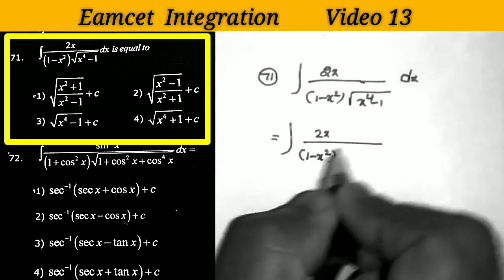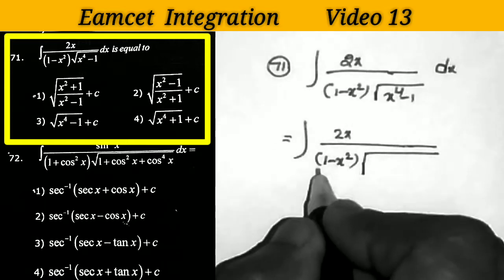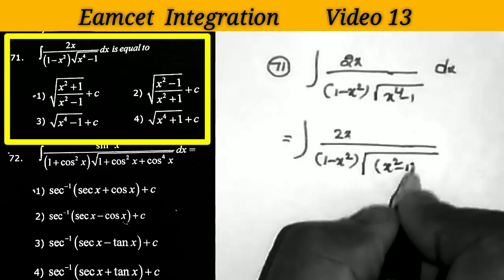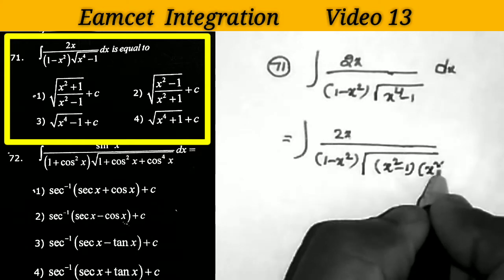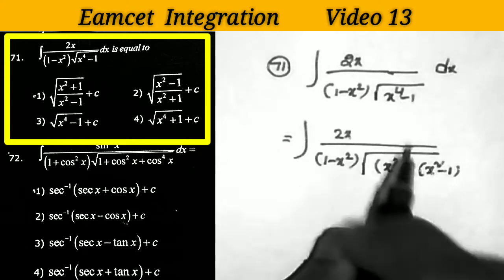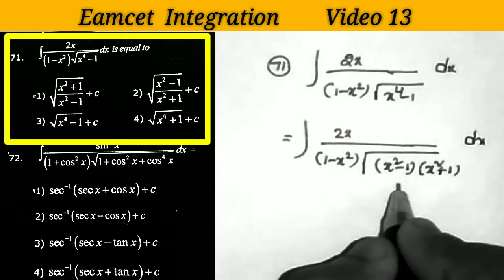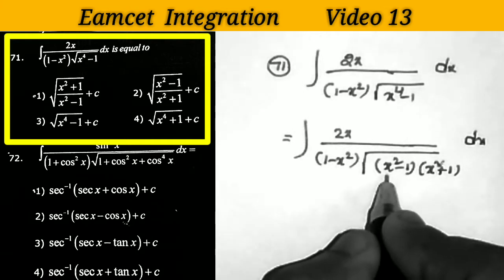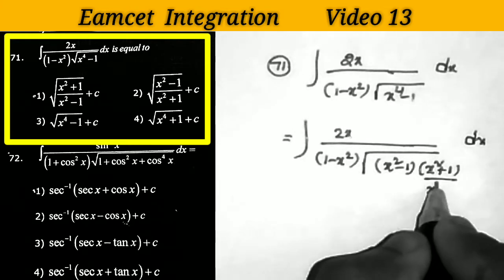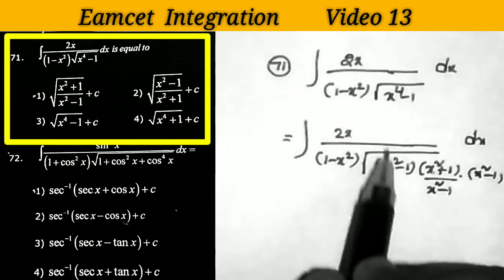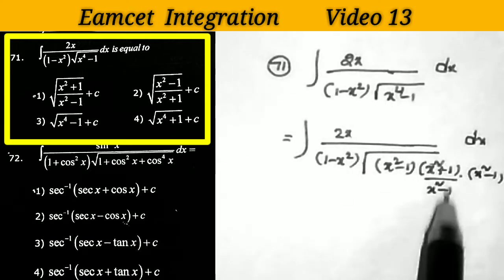So first I take that this is equal to 2x by (1 minus x square) into the square root of (x power 4 minus 1). Here x power 4 minus 1 is equal to (x square plus 1) into (x square minus 1). Now I apply the value, x square minus 1, here into x square minus 1. Again I apply this value.